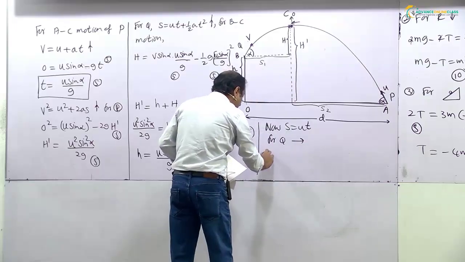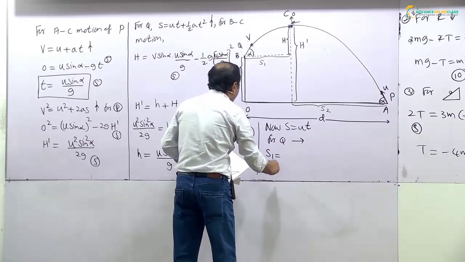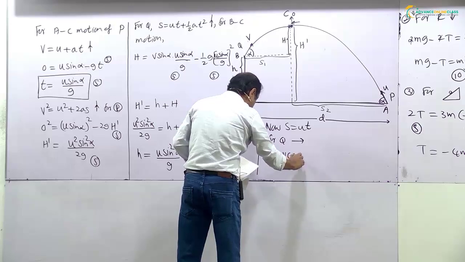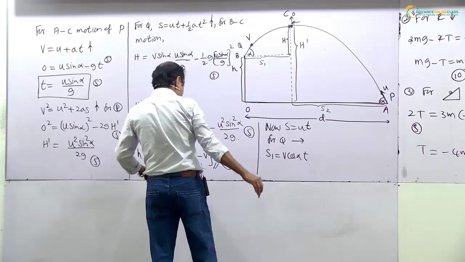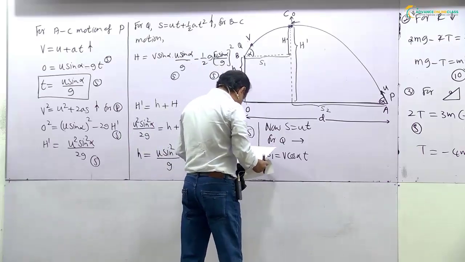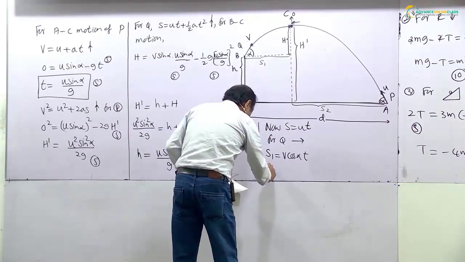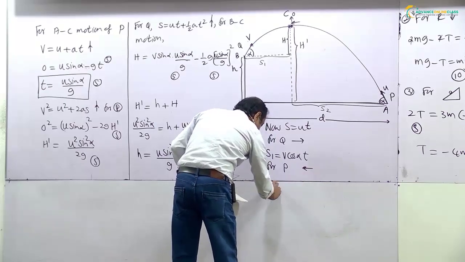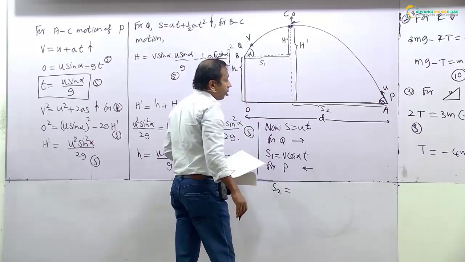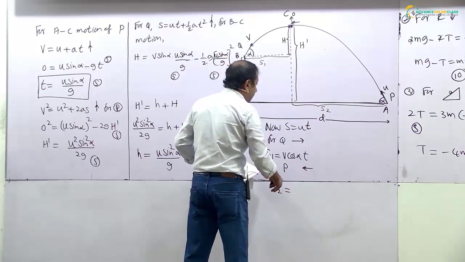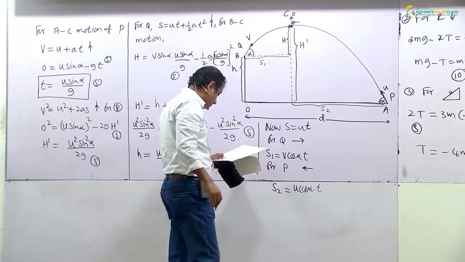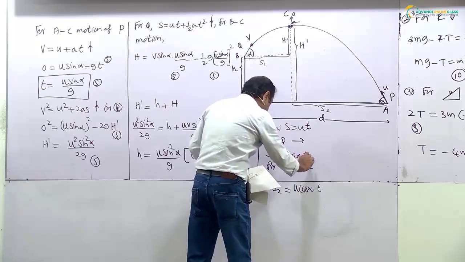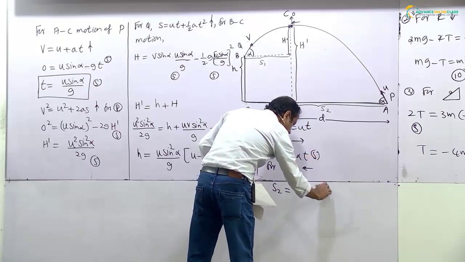What is S1? S1 is equal to V cos alpha times T. What is T? T is the time, this one we found. For P, we apply leftward. It is S2, right? U cos alpha times T. Right. Then for this, 5 marks.